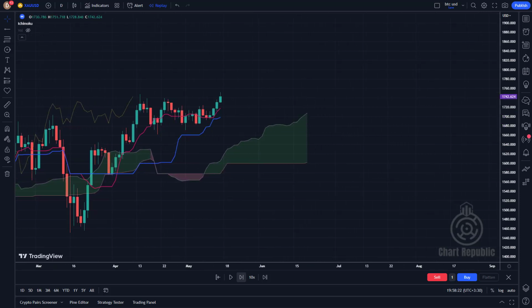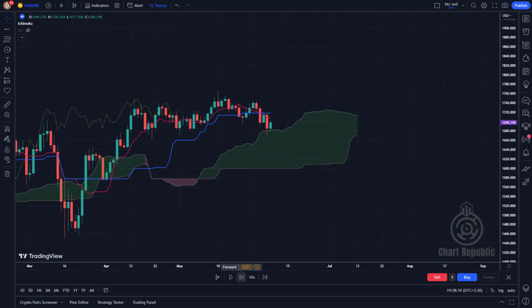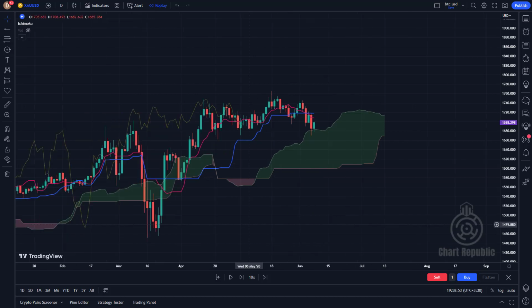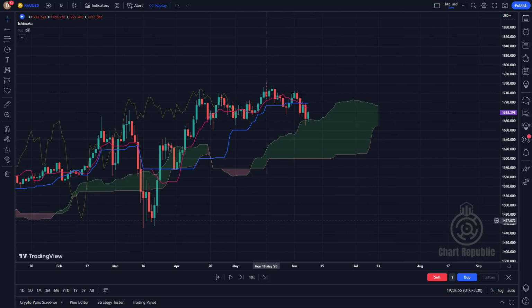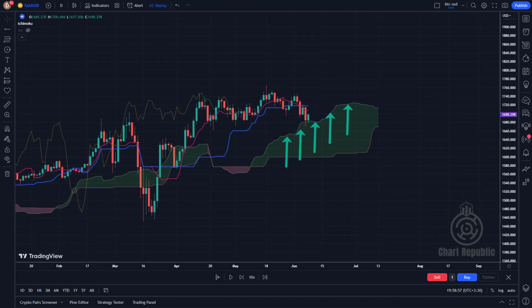Alright, let's delve a bit deeper into Kumo, which is one of the vital components of Ichimoku. As you may recall from the previous video, Kumo, also known as the cloud, is the shaded area that lies between two Senkou lines. Big and thick Kumos indicate that we have significant price fluctuations and many levels of support and resistance in the past. As a result, these fluctuations have created a strong support or resistance area in the present, making it difficult for the price to break through.